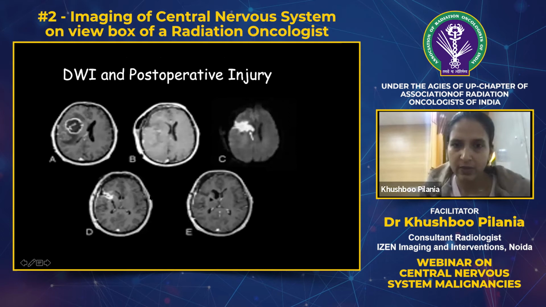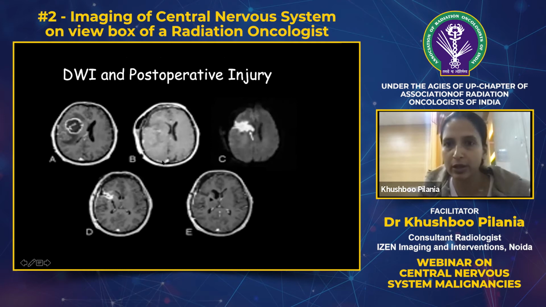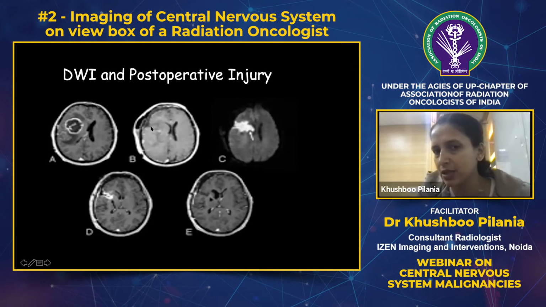This is again a case wherein the ADC maps can also help us in differentiating whether or not there is a post-operative injury. So in this case we have the diffusion weighted image. This is the diffusion, not the ADC map, but we see this bright lesion. This was the tumor. The patient was operated for the tumor. At the same site, we did not see any enhancement post-operatively.